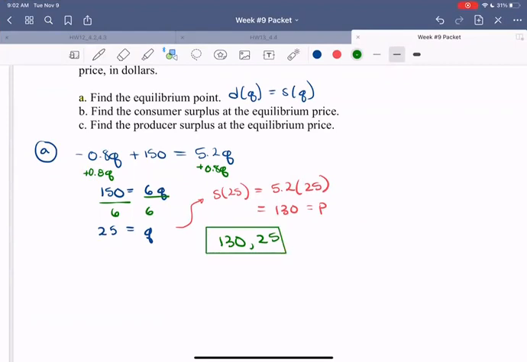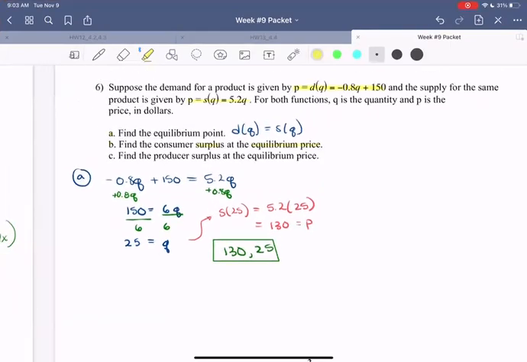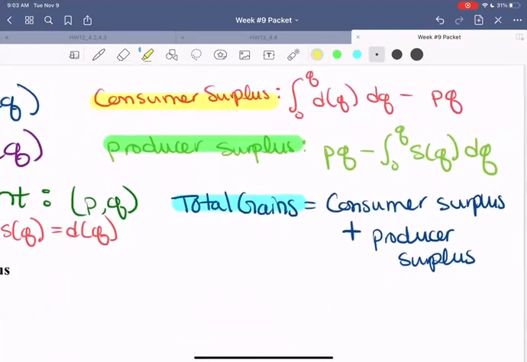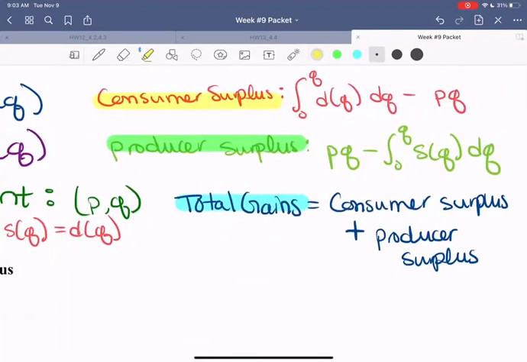All right, so now let's look at part B. Part B says, find the consumer surplus at the equilibrium price. We have our formula for the consumer surplus up here. What I'd like you to do is pause the video and set up that formula on your own, and then continue watching.